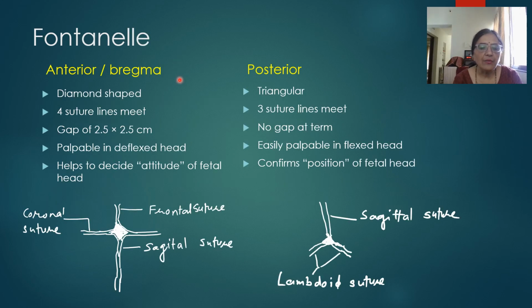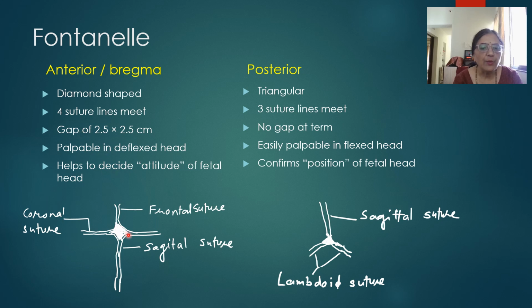Now, fontanelles are where the suture lines meet with each other and a larger area or gap develops. That we call a fontanelle. Anterior fontanelle is also called bregma. It is diamond shaped with four suture lines meeting here, one of frontal suture, two of coronal from two sides, and one of sagittal suture.